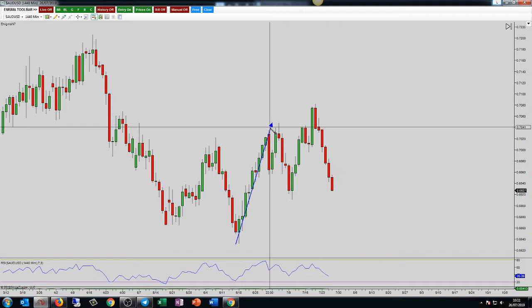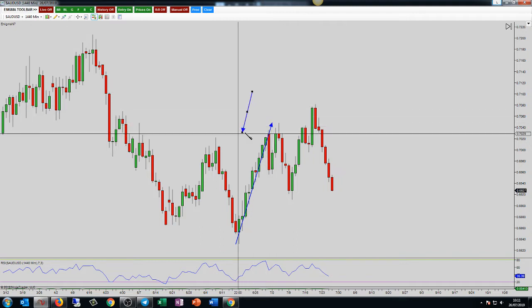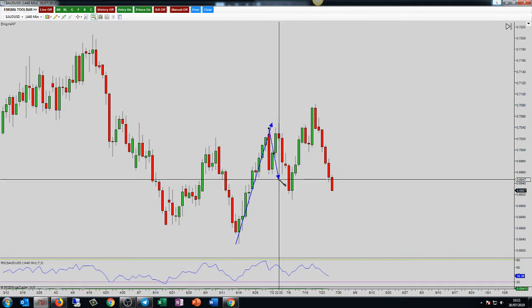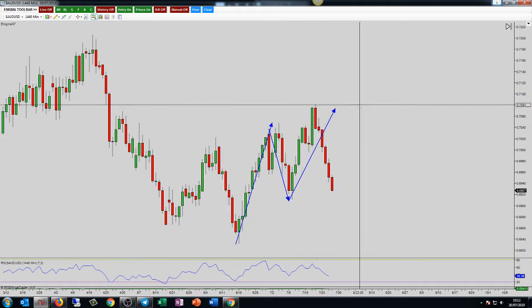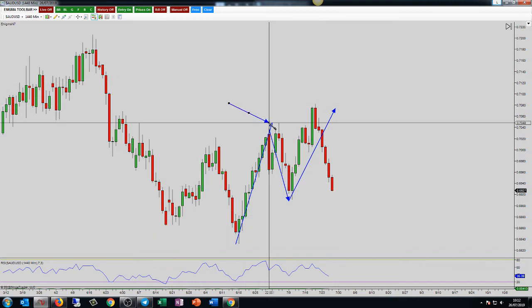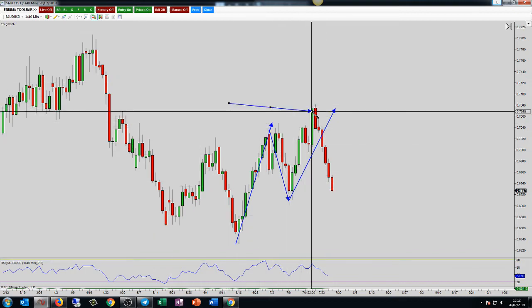So here we had a move higher. With this move, we violated the structure level, we saw a pullback, and we saw a move higher again. So we were looking for long opportunities. A little bit of concern here was that we only just made a new high.